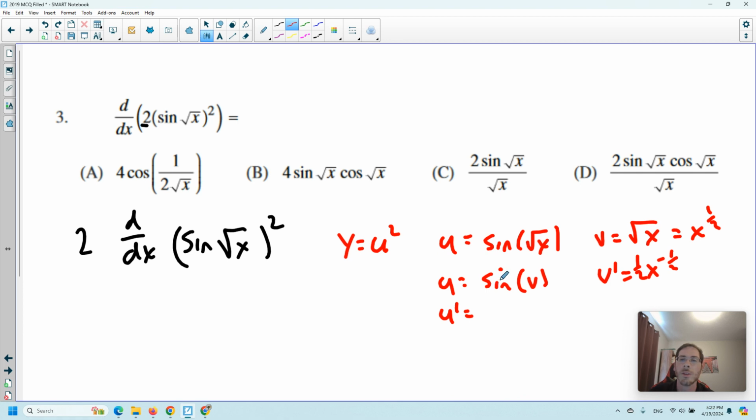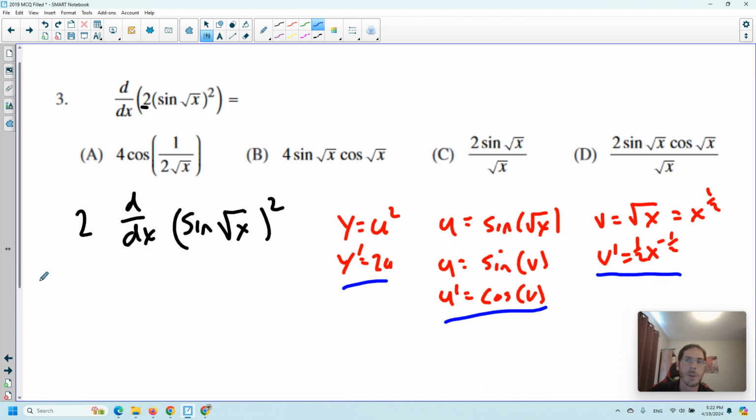U prime is going to be the derivative of sine. So the derivative of sine is cosine, so we get cosine of v. And over here, we're going to take the derivative of y equals u squared, which is 2u. So to do the chain rule, remember we multiply all of our derivatives together. So we're going to multiply all 3 of those pieces together. It's going to probably be pretty big, so I'm kind of leaning towards the biggest one, but we'll see what we get. So 2 times 2u times cosine of v times 1/2 times x to the negative 1/2.